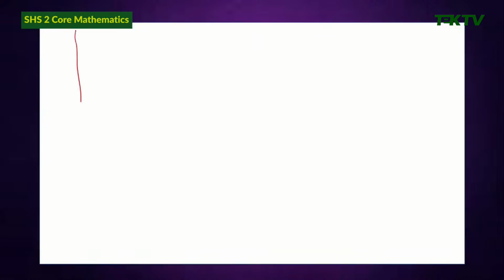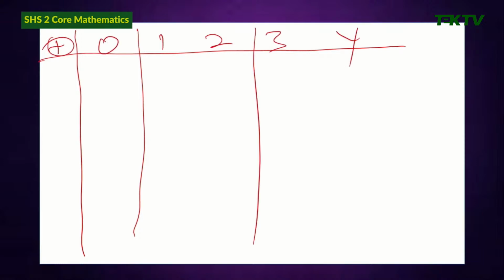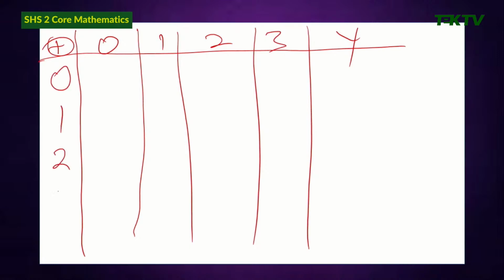In this case, we are going to rule some lines for the table. Remember we said mod 5, we have elements from 0 up to 4. So for addition, 0, 1, 2, 3, 4. Then we do the same for the vertical axis, 0, 1, 2, 3, 4.